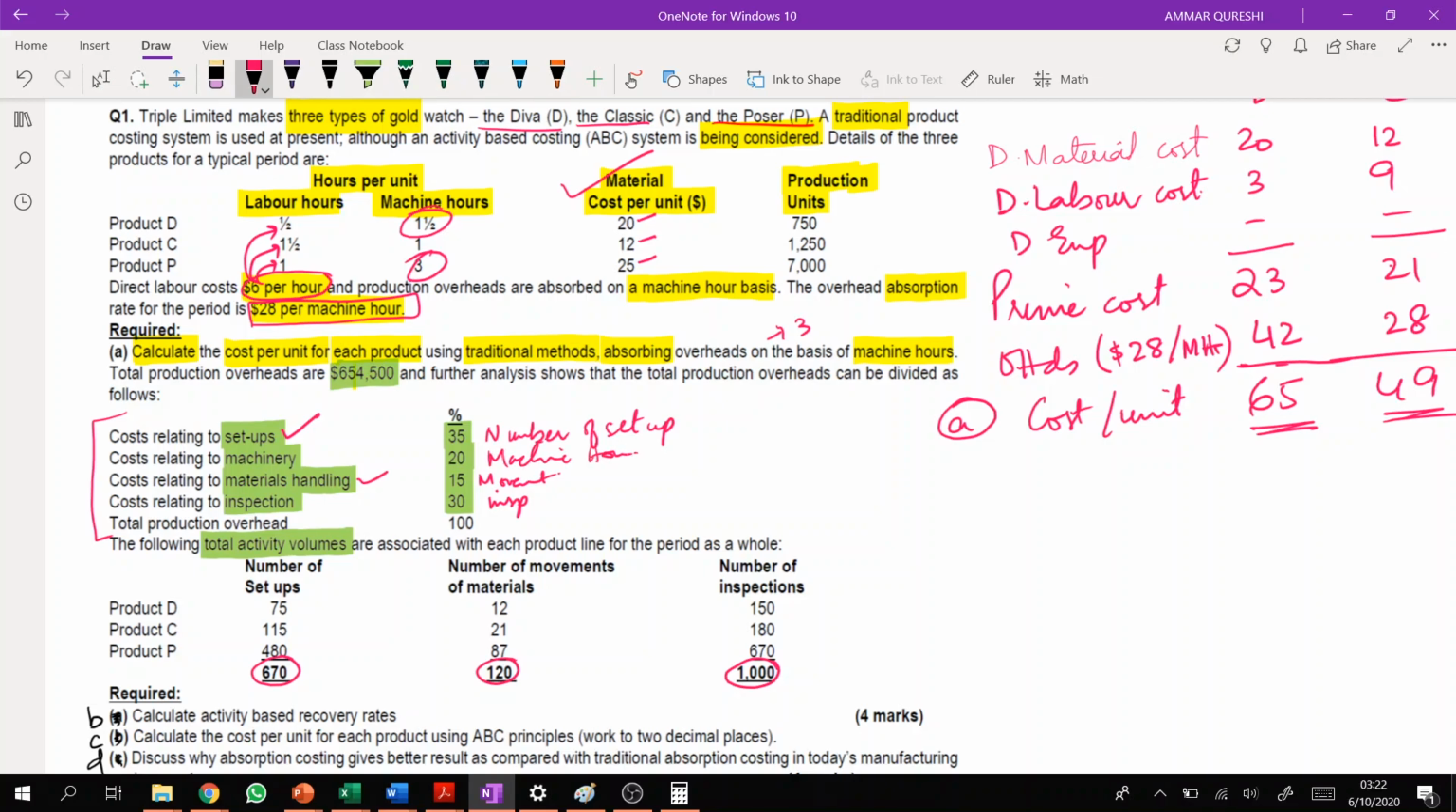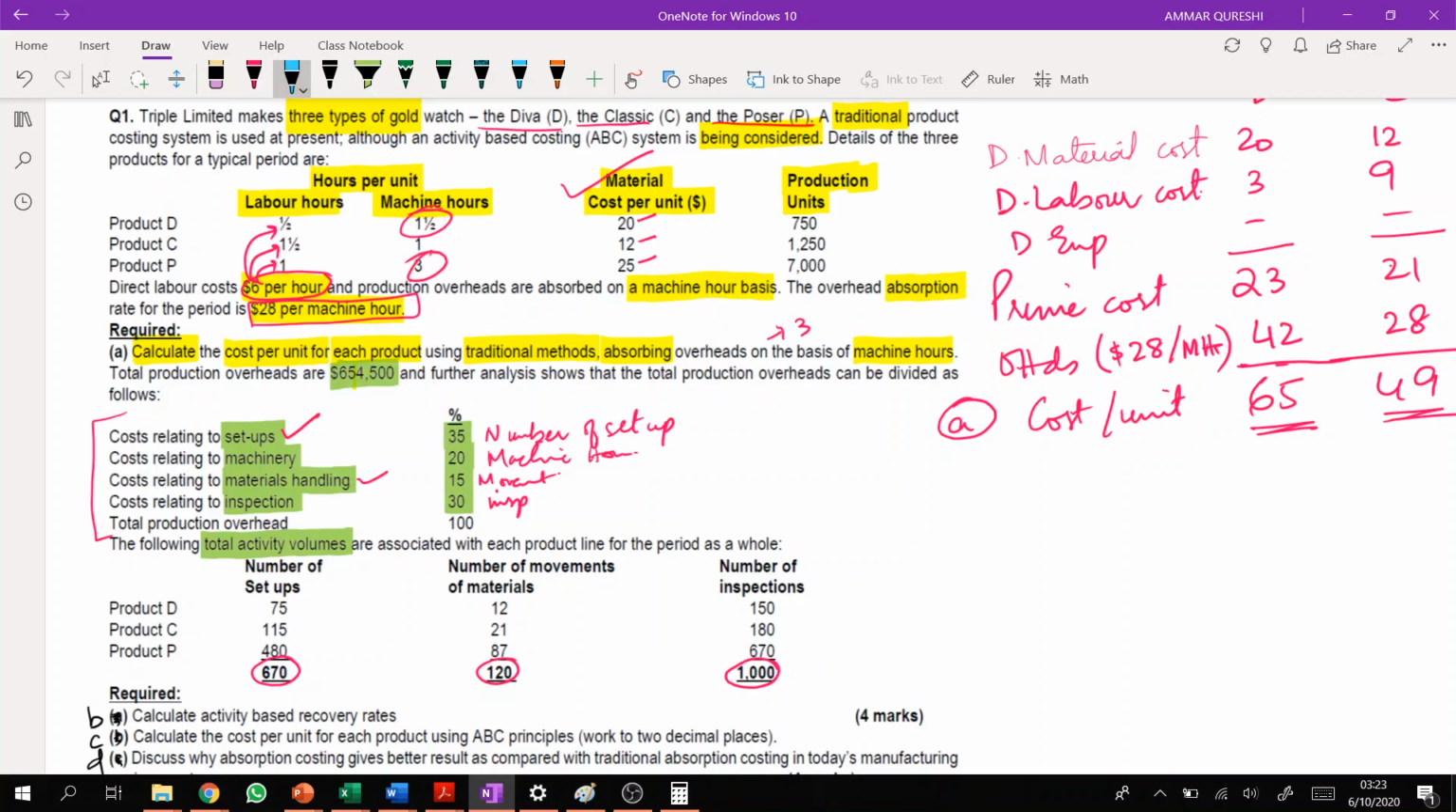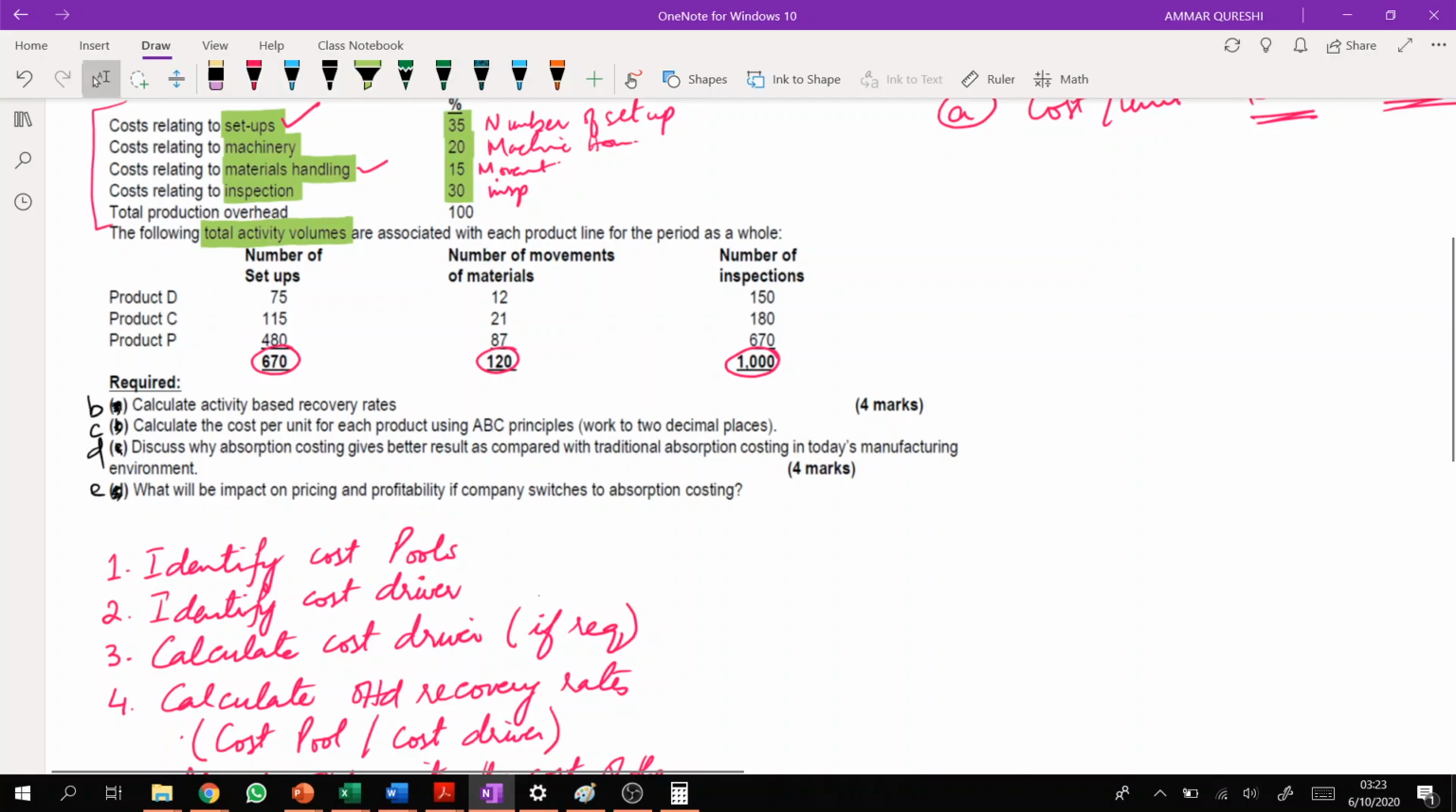Machine hours are not given in part B, but machine hours are given in part A, right? Let me try to change the color. Machine hours are given in part A, right? So we will use these machine hours for the calculation of machine related cost, right? So what was the first step we identified? The first step was to identify a cost pool. We are done with that. Identify cost driver. We are just done with that. We need to calculate any cost driver if required.